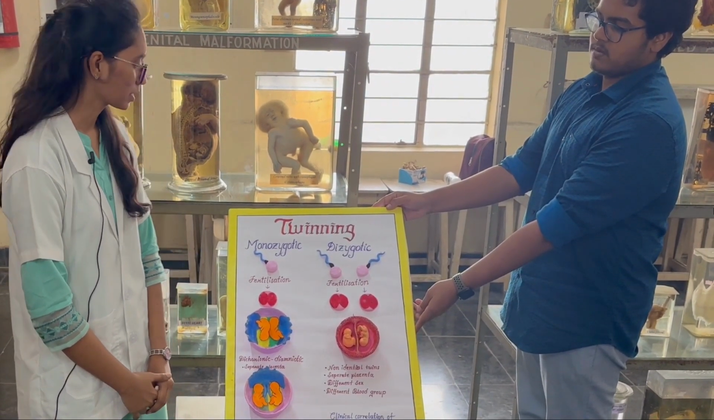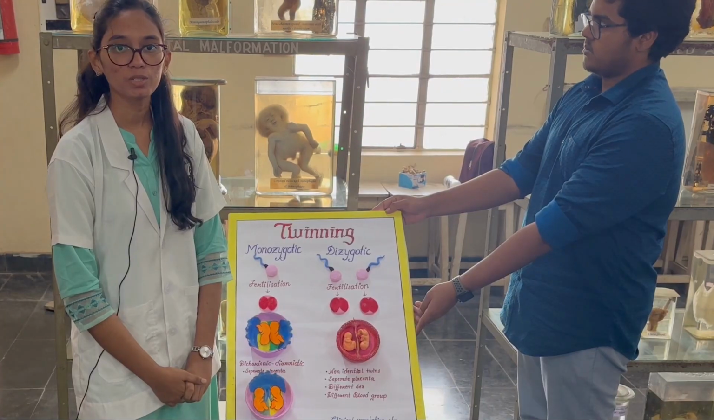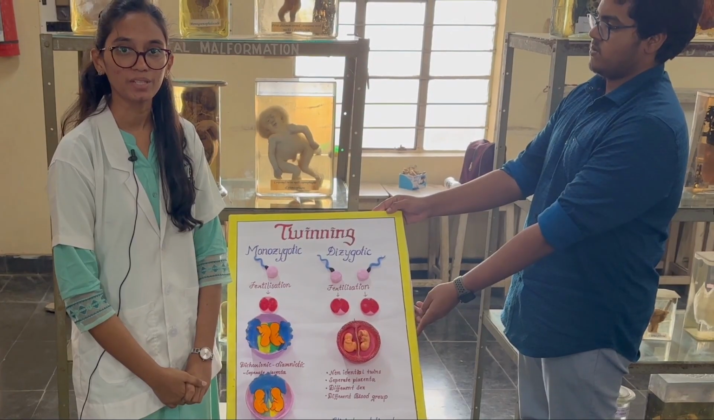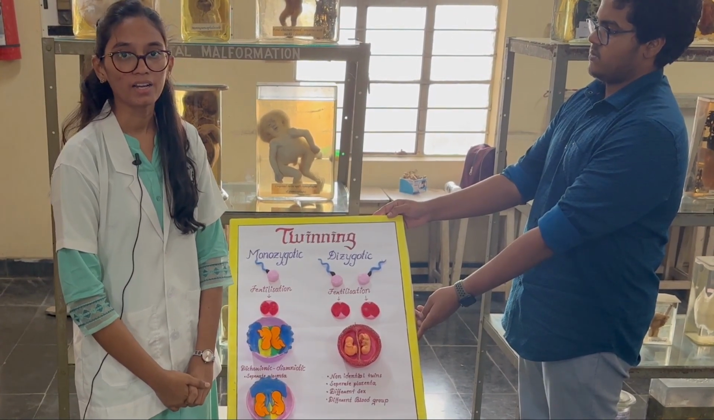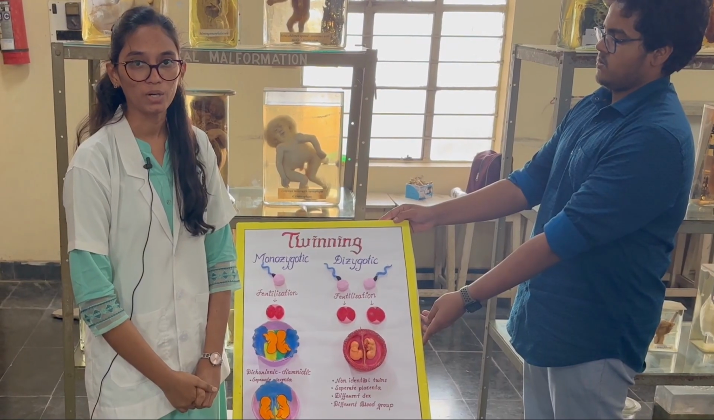I'm going to explain the topic of twinning. When a mother gives birth to two infants at the same time, it is called twinning. And if it is three, it is called triplets. And if it is four, they are called quadruplets.